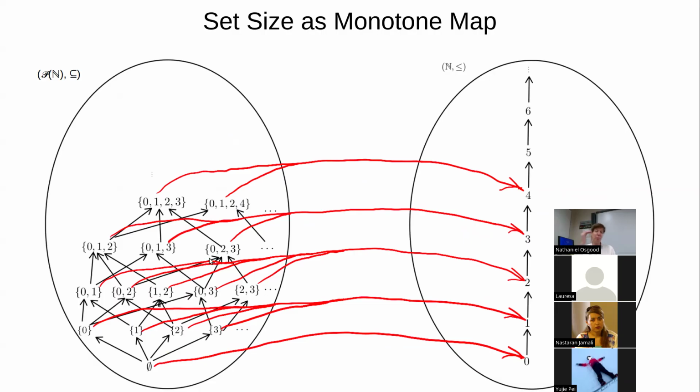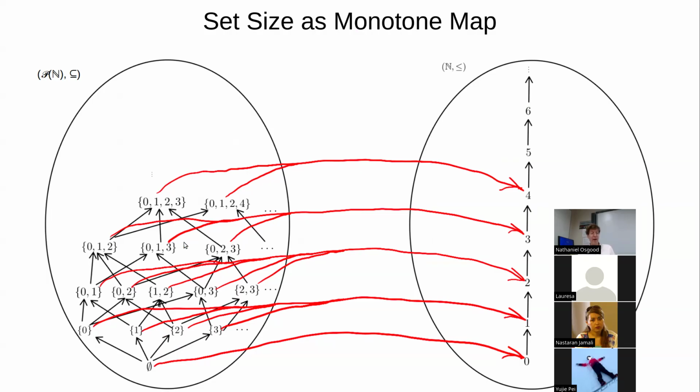Is this a monotone map? Are things that are higher up over here, according to set inclusion, mapped to things that are higher up in terms of their size, the cardinality of the set? Is this monotone? Is it order preserving, in other words? Monotone means things that are higher up map to things that are higher up. It is monotone, yes.